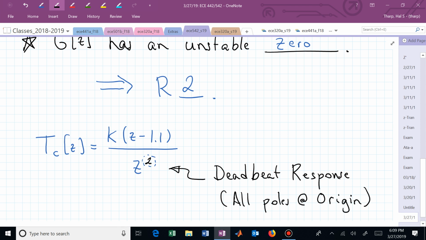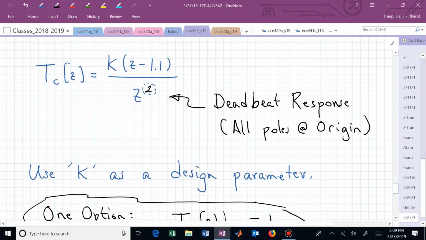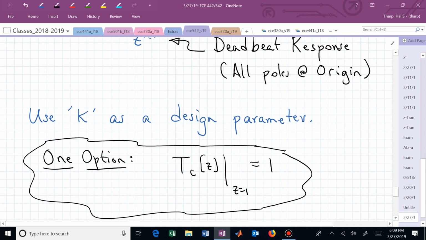The only thing left really now is the choice of k in problem number 4. We fixed our numerator. We fixed our denominator. We can use k as a design parameter. And one option, if I force capital T sub c of z to equal 1 when z is equal to 1, what's that mean?